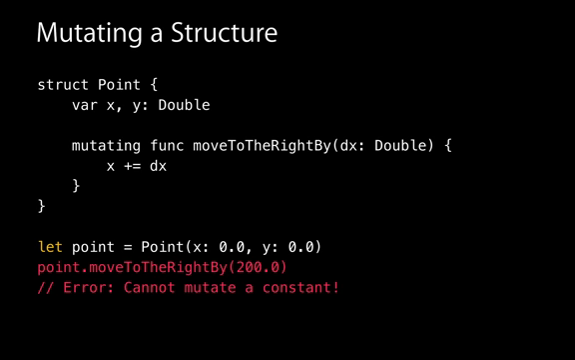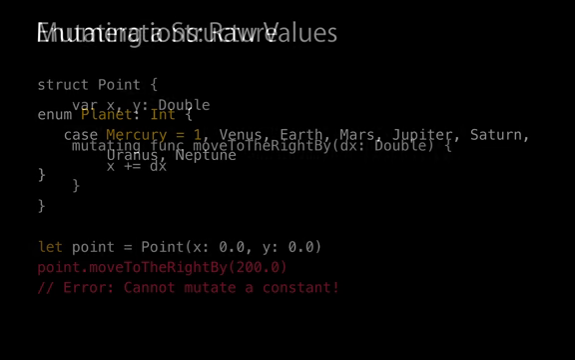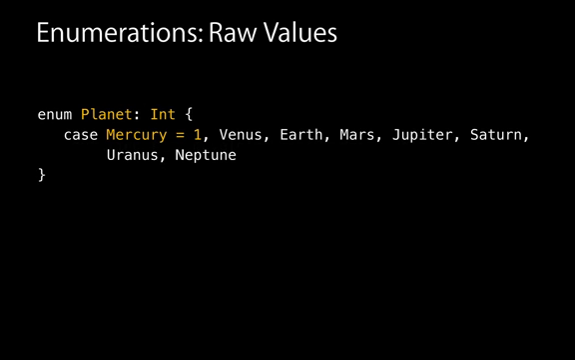Structures, that's one example of a value type in Swift. Another one is enumerations. So enumerations in Swift can have raw values, much like C. So here I have a planet enumeration, and it has a raw value of Int. So I'm using a 1-based index. Mercury is the first planet. Venus is the second. I could use 0 if I wanted, but I want 1.